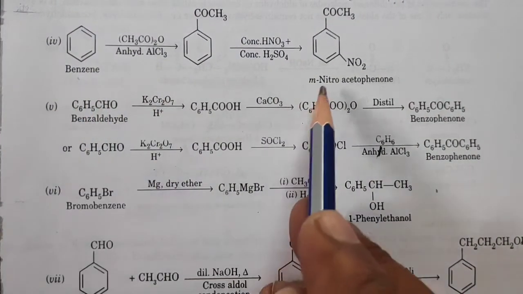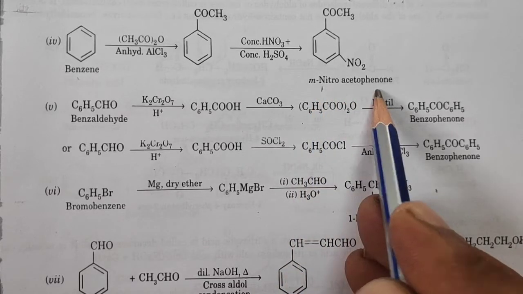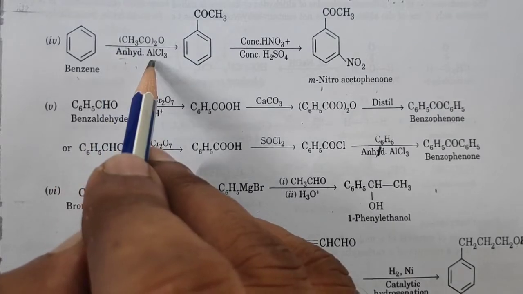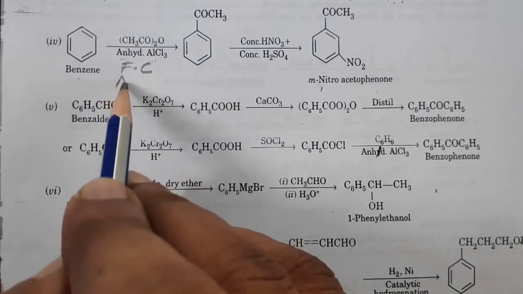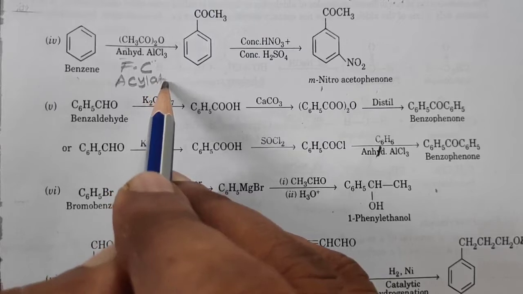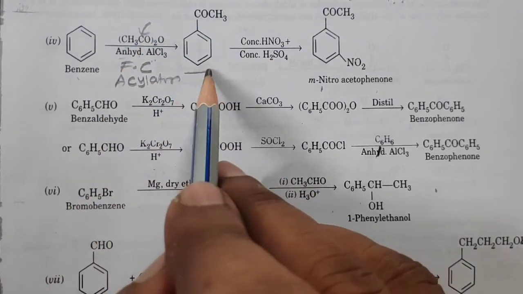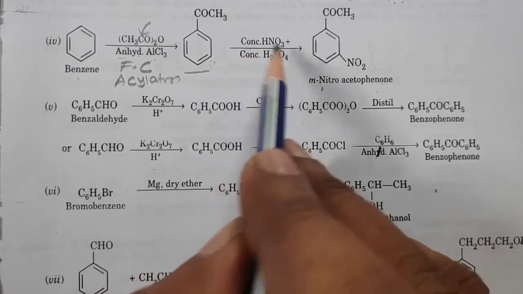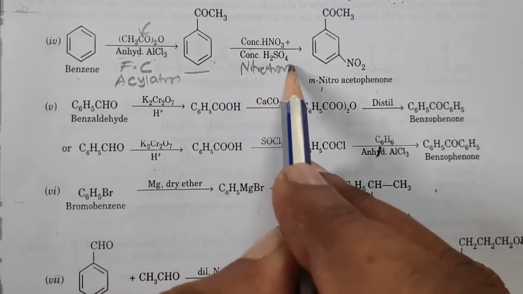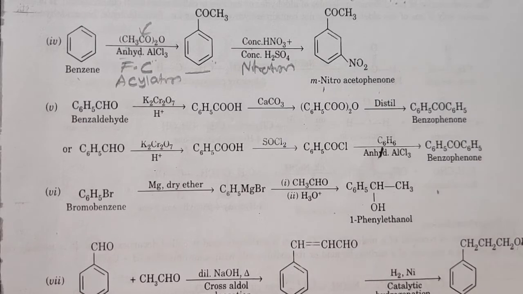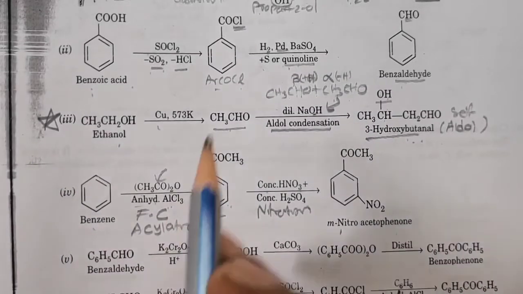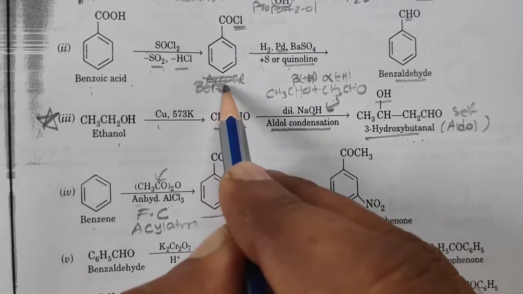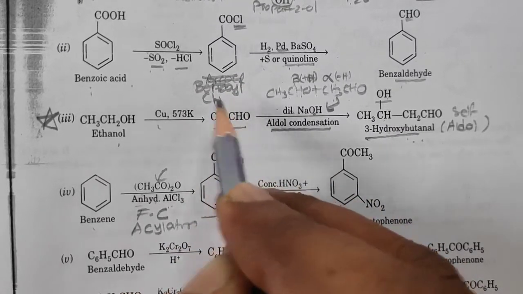Then from benzene you have to prepare meta-nitro acetophenone. So this one we have seen. This is acid anhydride, if you remember, or acylation. Friedel-Crafts acylation. This is acetyl group. What you will get? Acetophenone. Then this is nitration. Nitration. See, if you don't know these few names, I will write it down here. And this is benzoyl chloride. Just a minute.